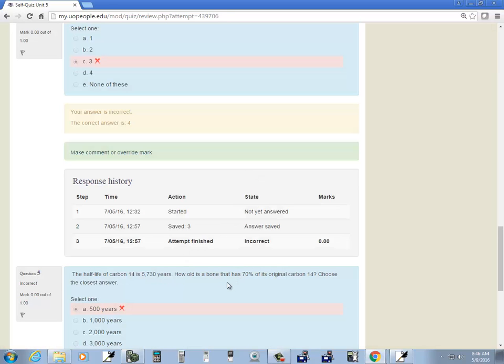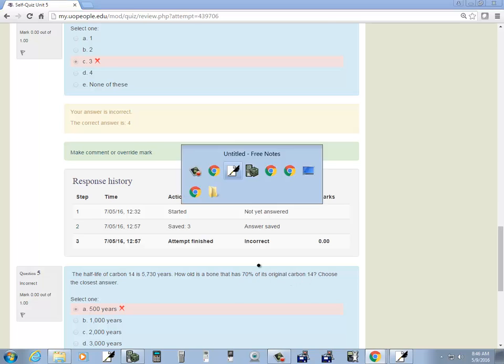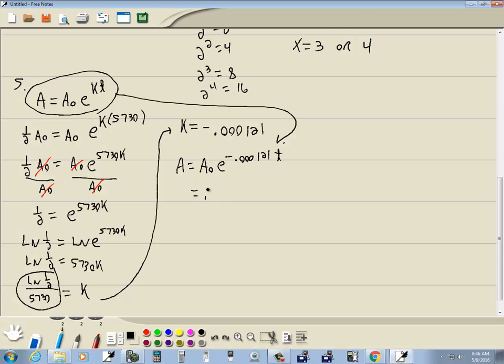Okay. How old is a bone? How old? What is T? That has 70% of its original carbon-14. So they're telling us 70% means we have 70% of the original amount. So 70% times A sub naught. Now I could divide both sides by A sub naught like I did over here, and we'd end up with 0.70 or 0.7 is equal to e to the negative 0.000121 t. Take natural log of both sides.